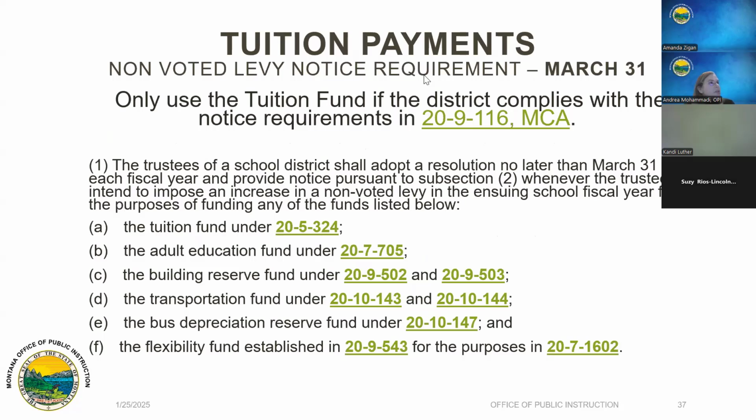Non-voted levy notice requirements by March 31st. Be sure that you, again, and we talk about this in our election webinars that we do with MASBO every other week, be sure you notice your tuition in your resolution, and that has to be done by March 31st. If you don't notice it, you cannot levy it.